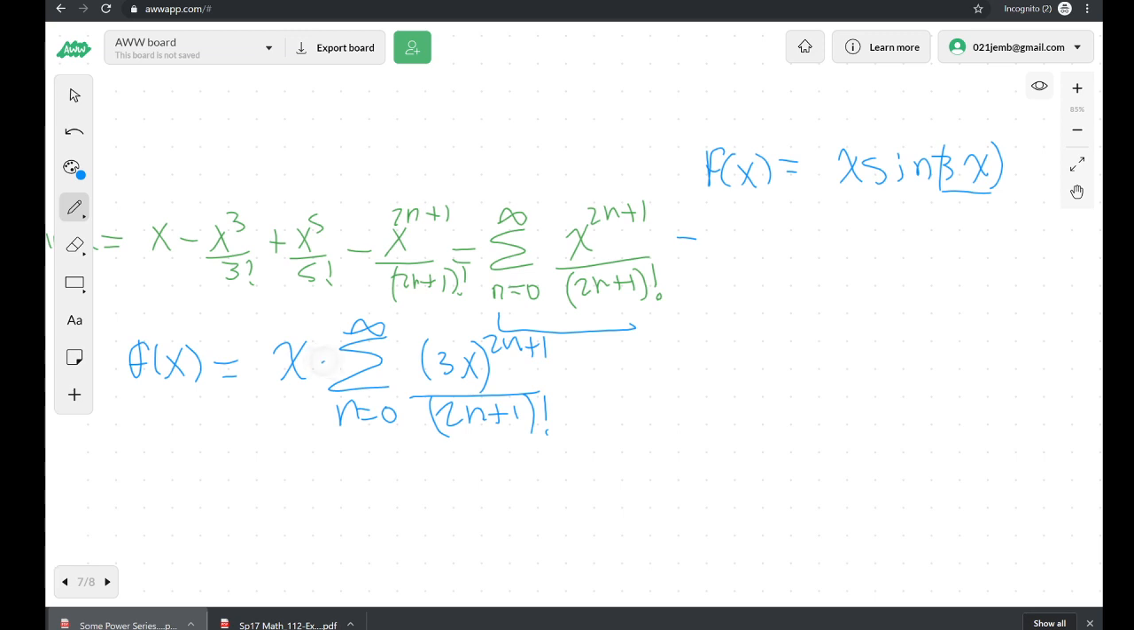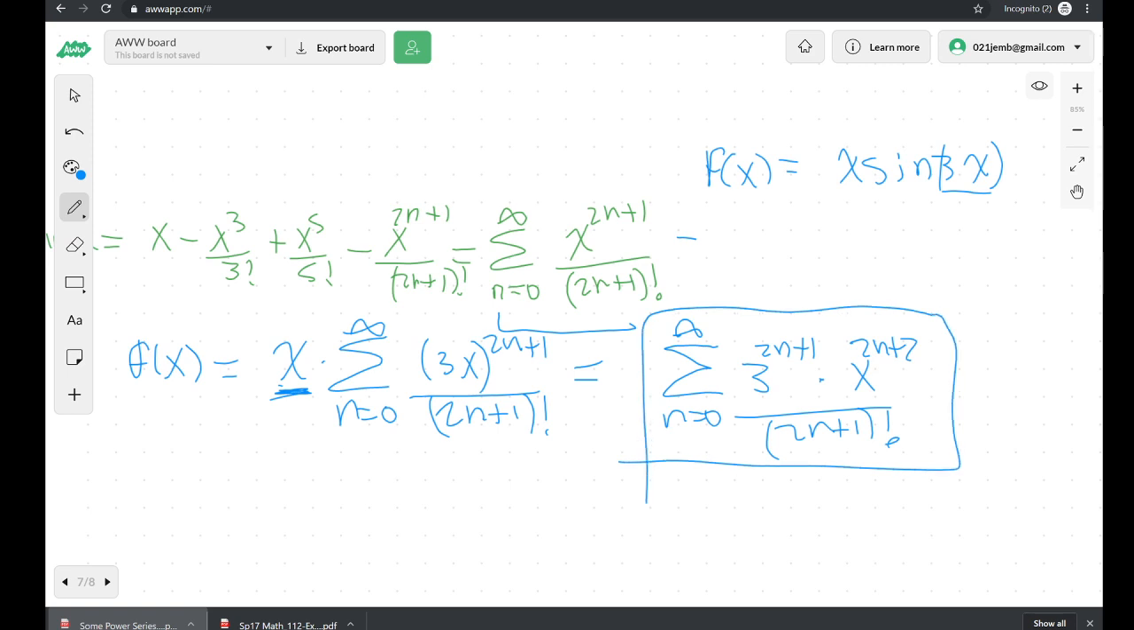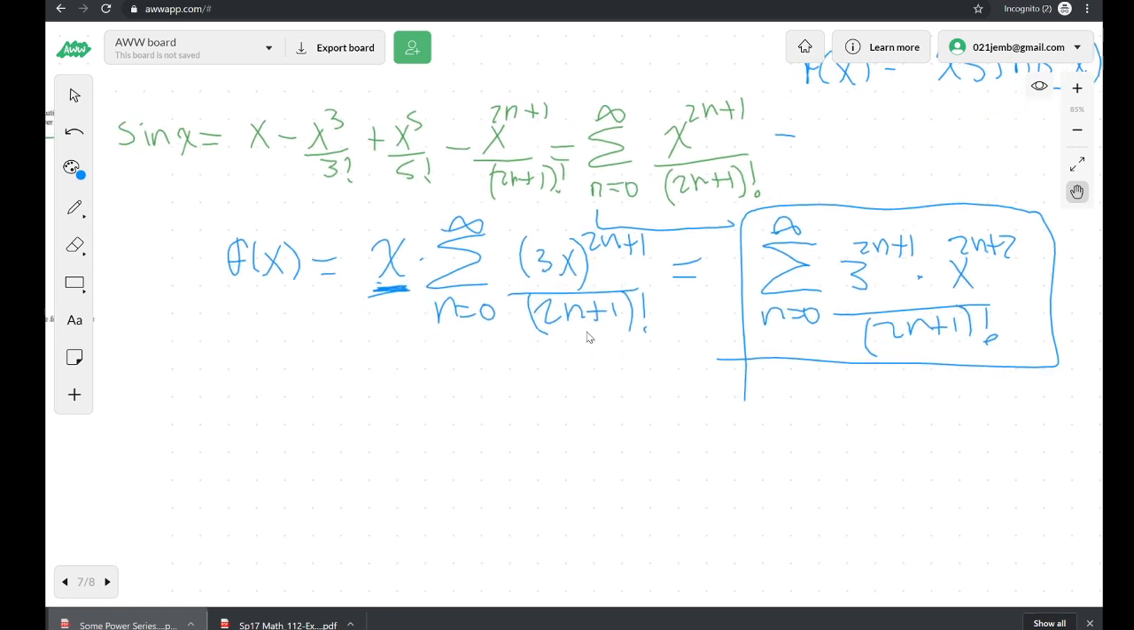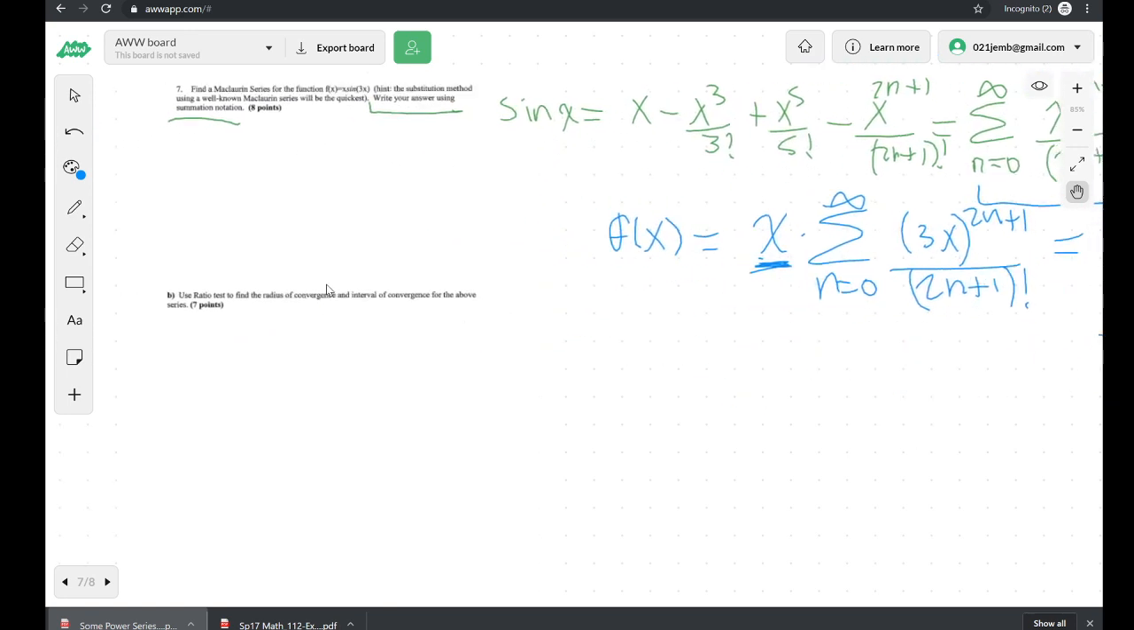We can bring the x inside and then simplify it. So this is essentially the sum from n equals 0 to infinity of 3 to the power of 2n plus 1, and then times x to the power of 2n plus 2 divided by 2n plus 1 factorial. And this over here will be the series expansion for x sine of 3x. All right, we're going to use that.